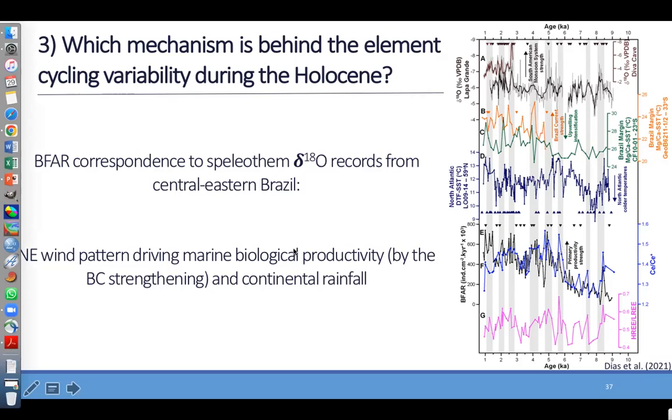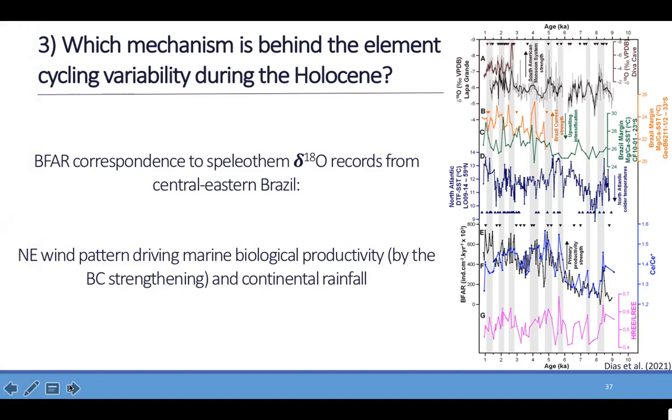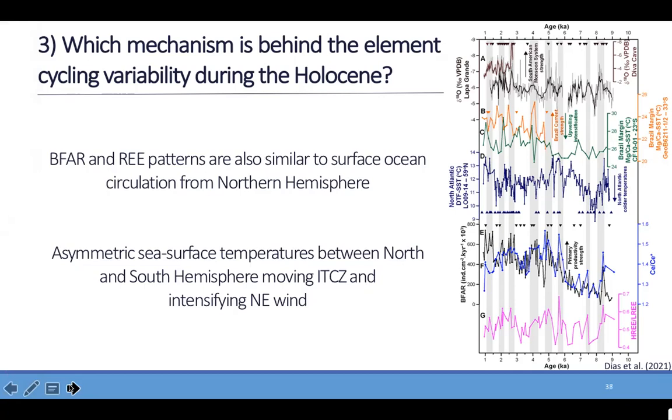So what we can think about that is that we have the same process, the same mechanism driving both variabilities. So it's the same that is driving the changes in Brazil Current strength. Northeast winds are also improving this continental rainfall, the precipitation in the central east Brazil. And we are also comparing these reconstructions with the sea surface temperature in the North Atlantic. This is going in the opposite way. Then we have a cooler sea surface temperature when we have an increase in temperature in the Brazil Current, increase in strength, and also increase of carbon being exported in the Brazil margin.